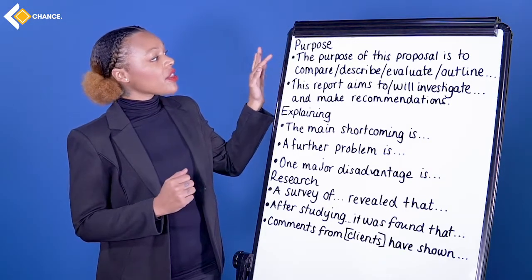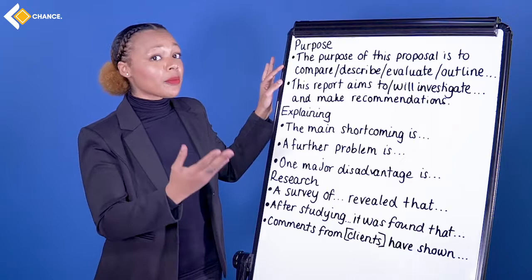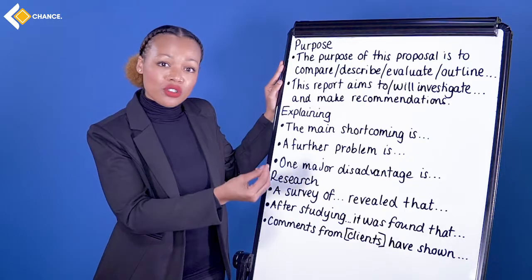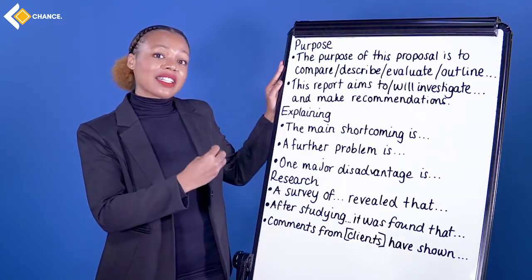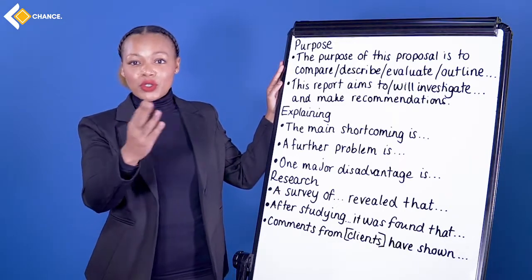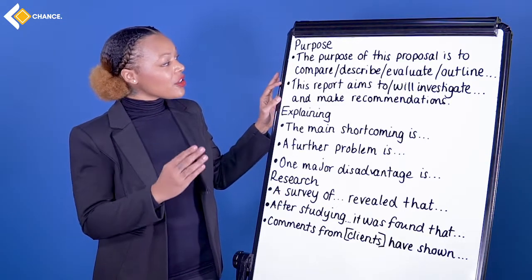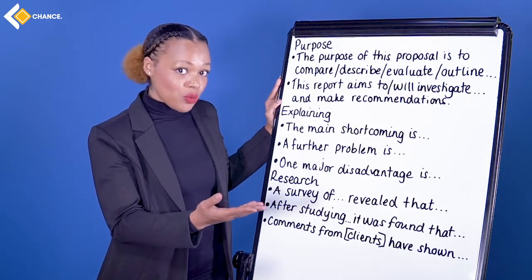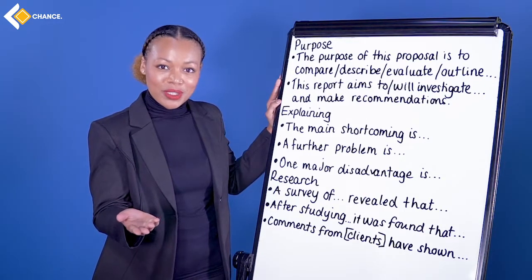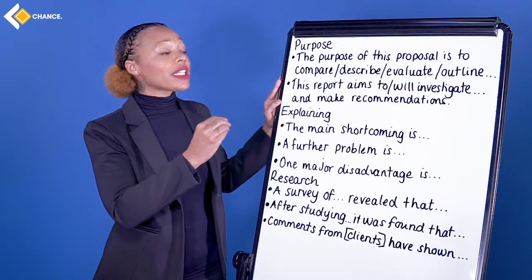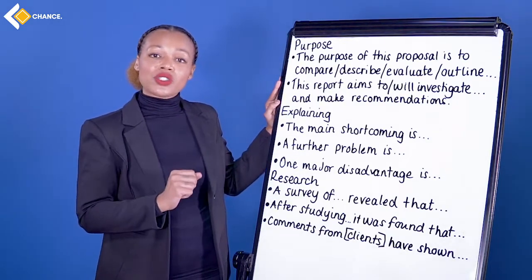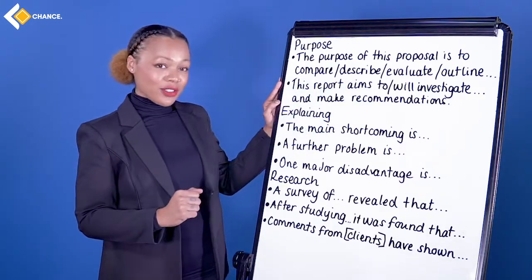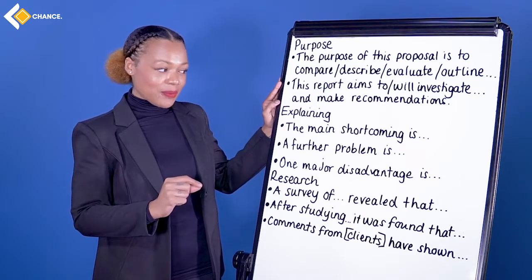You could say, the purpose of this proposal is to compare. What could you compare? The purpose of this proposal is to describe, is to evaluate, is to outline. This will be different for each company. Another way to state the purpose is to say, this report aims to, and then why are you writing the report? You could say, this report will investigate, and then what is it going to investigate? You need to fill in the blank. And make recommendations. You will end that sentence.